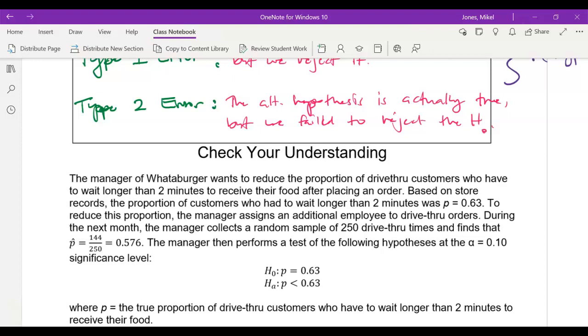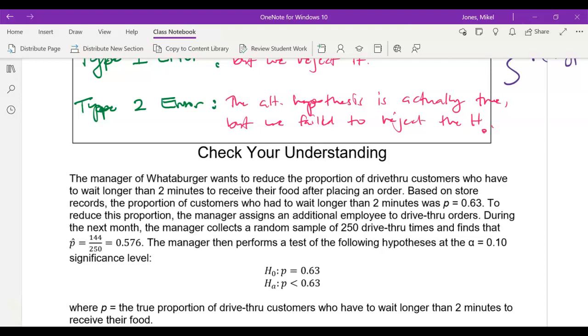So the manager of the Whataburger wants to reduce the proportion of drive-through customers who have to wait longer than 2 minutes to receive their food after placing an order. In my experience, Whataburger takes like 15 minutes even in the drive-through, so I would really like it if they would take less than 2 minutes. Based on store records, the proportion of customers who had to wait longer than 2 minutes was 0.63. Okay, so 63% of the time, people had to wait more than 2 minutes for their order.